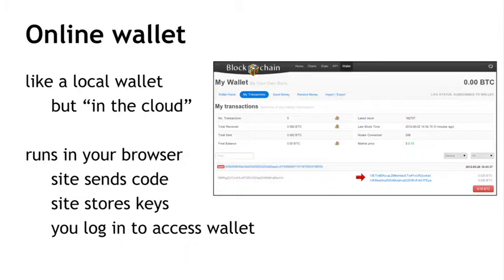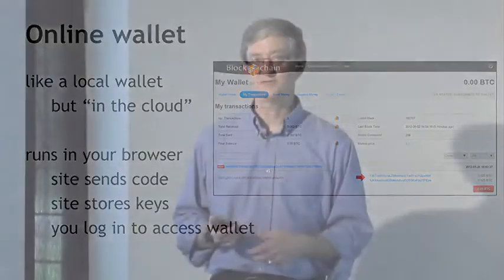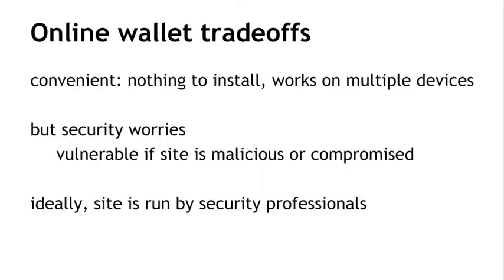It might typically run in your browser, which means the site sends the code that does all of the operations. The site will store your keys, or at least it will have the ability to access your keys. Ideally, the site will encrypt those keys under a password that only you know, but of course you have to trust them to do that. You have to trust their code to not leak that key or leak that password. And then of course you would log in in order to access the wallet.